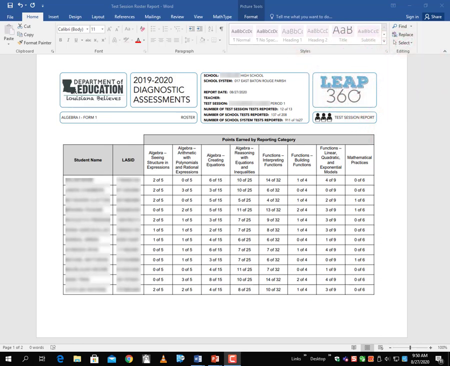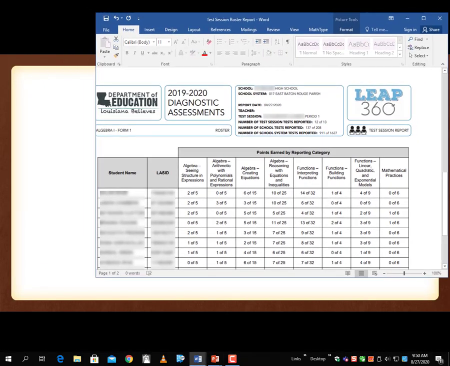Okay? All right. So that is called the test session roster report. So you have your list of all your students, and for each of those reporting categories, you're told how many points they got out of each of those categories. All right, so that was the test session roster report.